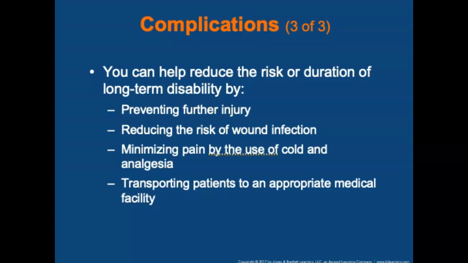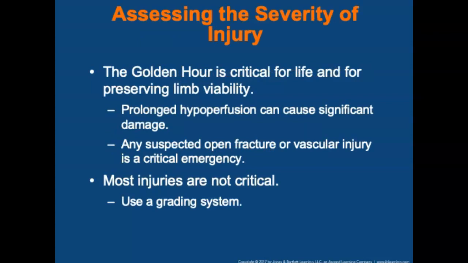So transporting a patient to an appropriate medical facility. Next, we're going to talk about assessing the severity of this orthopedic injury. The golden period is critical, not only for life, but also for preserving limb viability. In an extremity, with anything less than complete circulation, prolonged hypoperfusion can cause significant damage. So any suspected open fracture or vascular injury is considered a critical emergency. Remember that most injuries are not critical, but you can use the musculoskeletal injury grading system table on 31-1 to identify critical injuries.